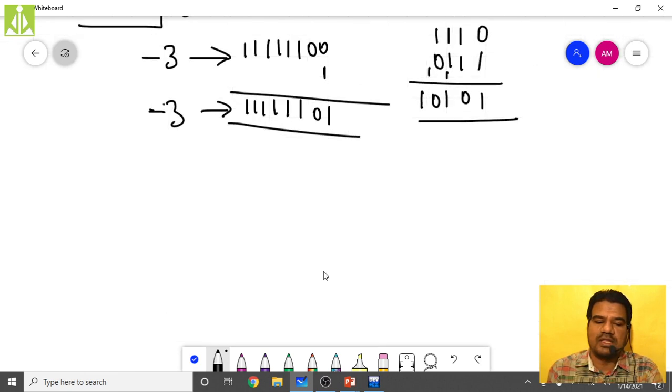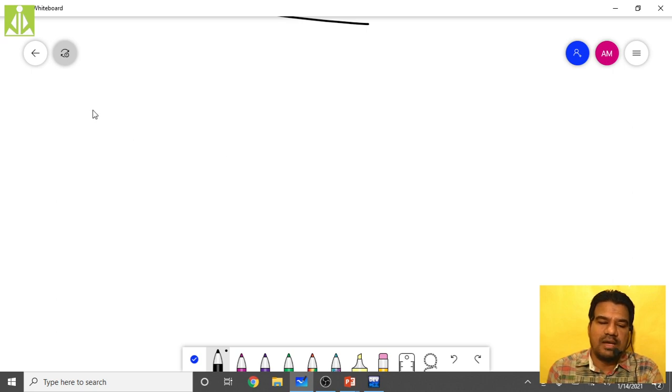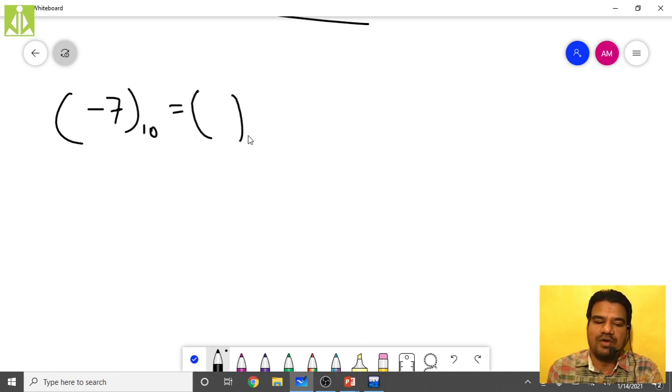So we'll take another example and we'll do it. So minus 7. Minus 7 I want in binary. How we do it? It is very simple. Again, what we have to do, find out the binary equivalent of 7.